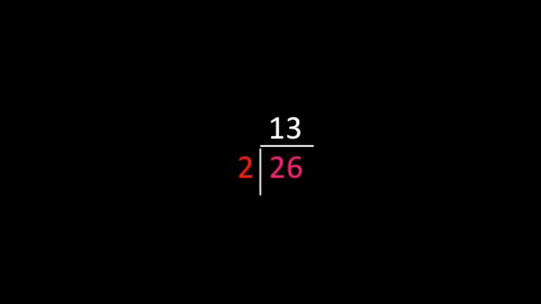26 divided by 2 is 13. Did you get it right? If not, that's okay. So 2 goes into 2 one time, and 2 goes into 6 three times. So we now have the number 13.